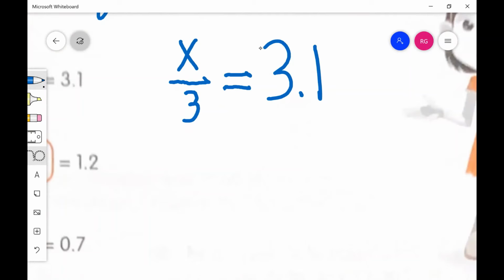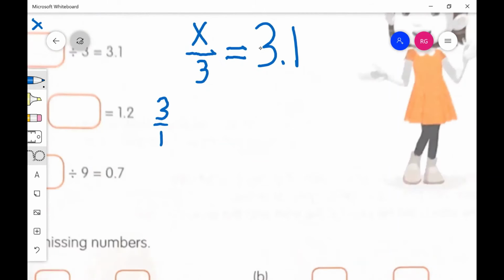What'd you say? Times. Yes, times by what? 3. Yes, and I'll write this out here. 3 over 1 times x over 3. And I can see here that that's going to cancel. And I'll write 3.1 times what?